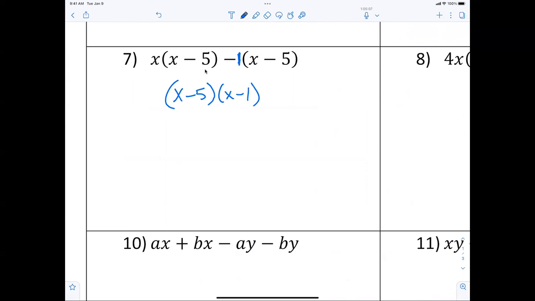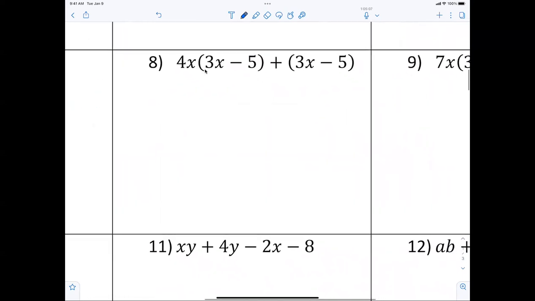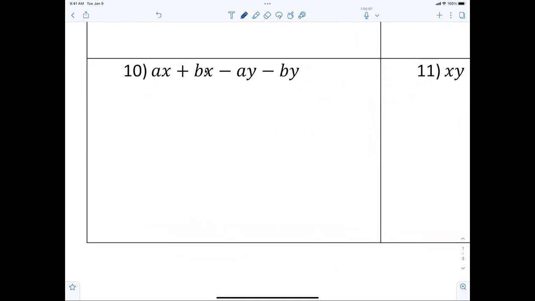At any time, you can jump in and say, I don't know. But as we are showing and demonstrating, you're writing the answer to number 8 down now. Max, what is the answer? Number 8? Yes. 3x minus 5 multiplied by 4x plus 1. That's how easy.